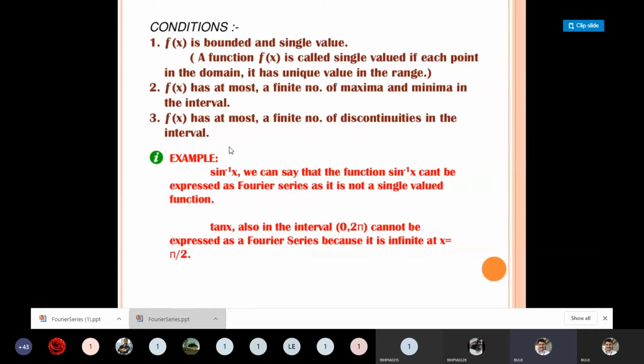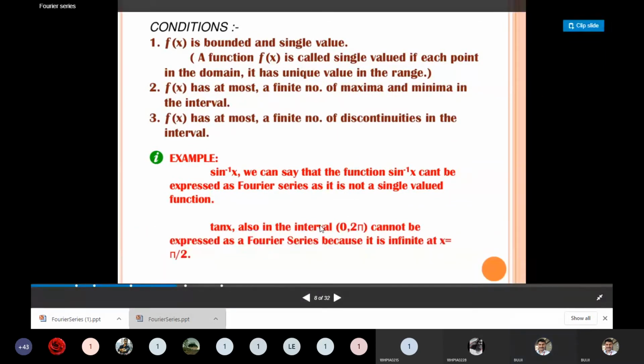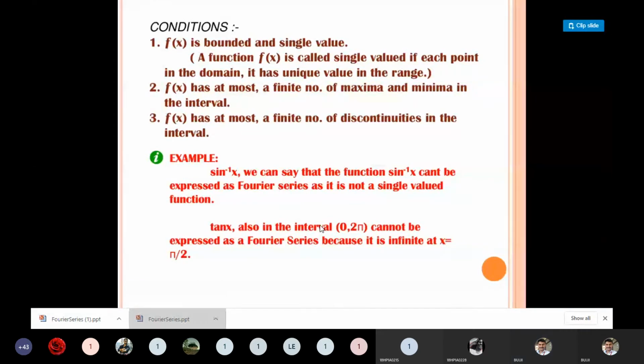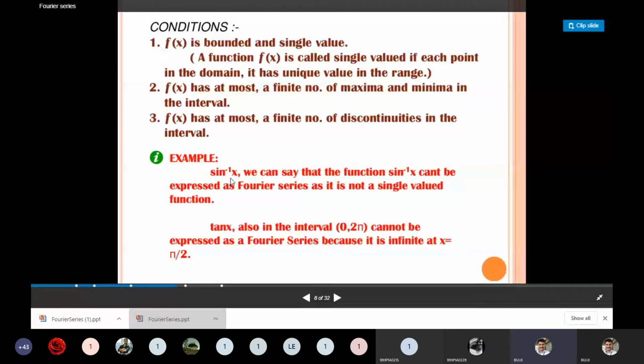See an example. The function sine inverse of x cannot be expressed as a Fourier series because it is not a single valued function. Tan x in the range 0 to 2 pi also cannot be expressed as a Fourier series because over the range we are getting infinity. What is tan 90? Infinity. Similarly, sine inverse of 0 means infinity we are getting.